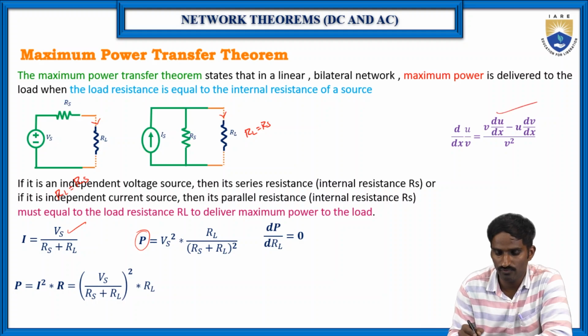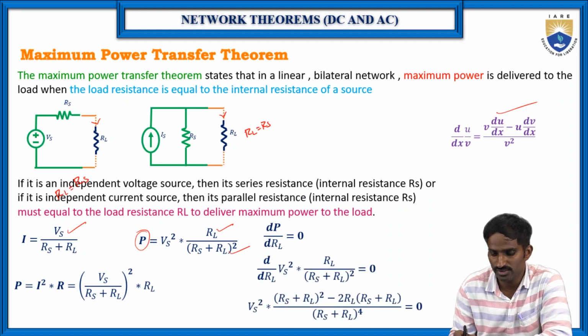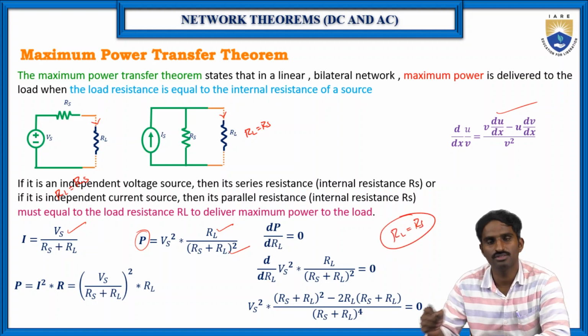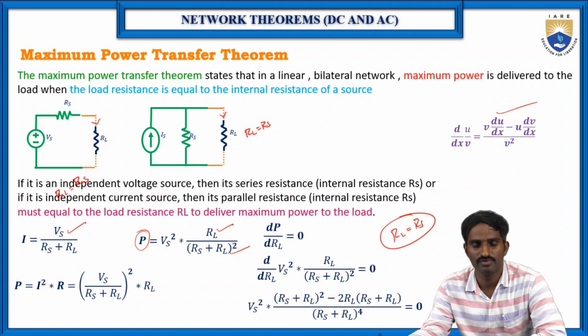Because the variable RL is present in the numerator as well as the denominator, you should apply the quotient rule of differentiation to this particular equation. After applying the derivative and setting it equal to 0, you will get RL is equal to Rs. So this is the condition to get the maximum power flowing through the load resistance.